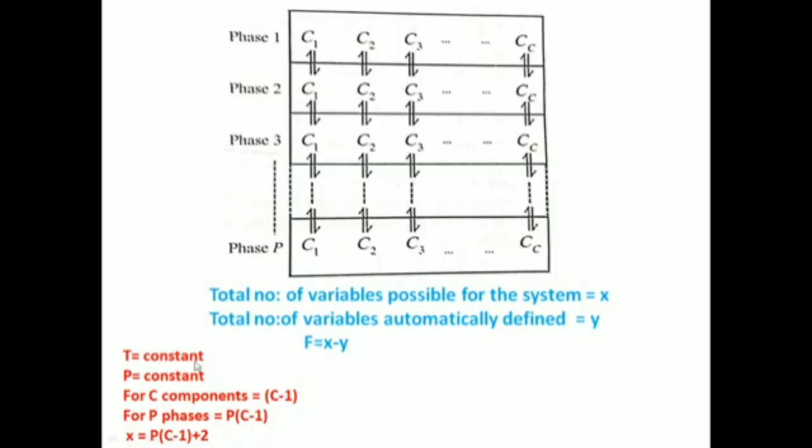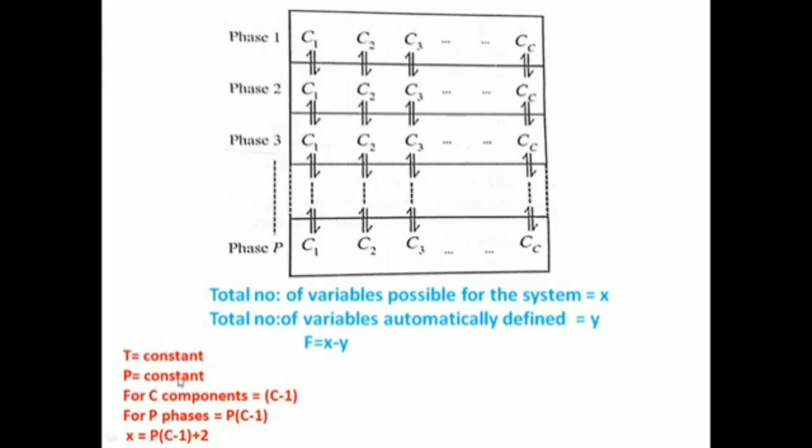Now, this heterogeneous system is in equilibrium. That is, the temperature and pressure for all the P phases in equilibrium are the same. That is, there is only one temperature variable and one pressure variable. T is a constant throughout the system and P is a constant throughout the system.